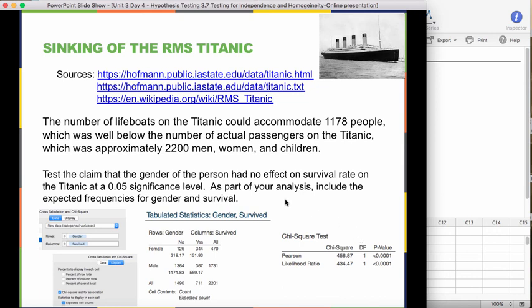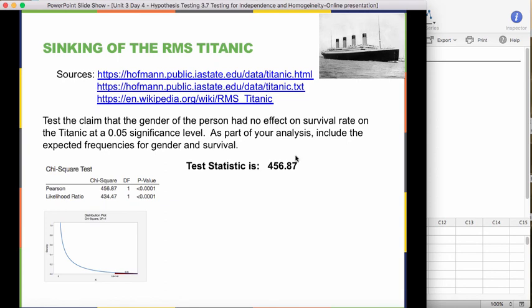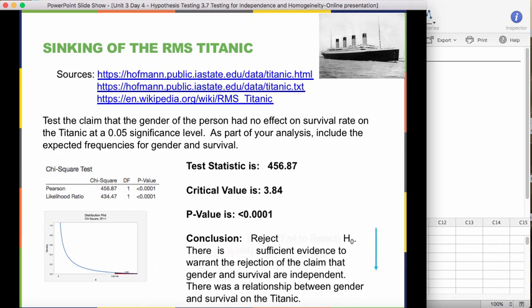There is something going on. There is a relationship. If you're trying to visualize this, our original test statistic was 456.87, and you'll notice that that's way out there if we were to put it on the graph. Our critical value over here was 3.84. Our test statistic is way off the chart. The P-value is less than 0.001, and therefore we reject the null hypothesis.